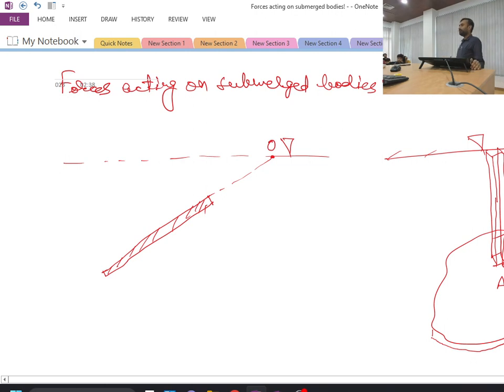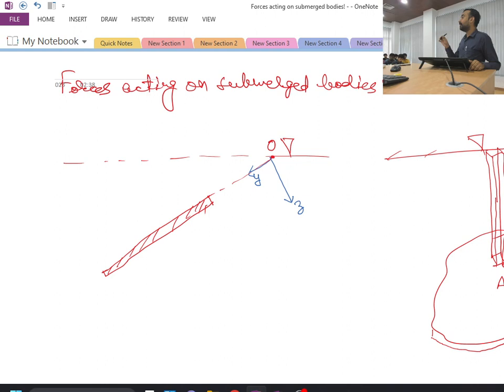Let me now fix the coordinate system. With reference to point O, if I move in this particular direction, this is nothing but my y direction, and if I move normal to this, it is nothing but my z direction. So this is my yz direction, and now I will be having one more coordinate, that is the x coordinate. Let's consider that the x coordinate is normal to the plane of the board. So normal to that I have the x direction.